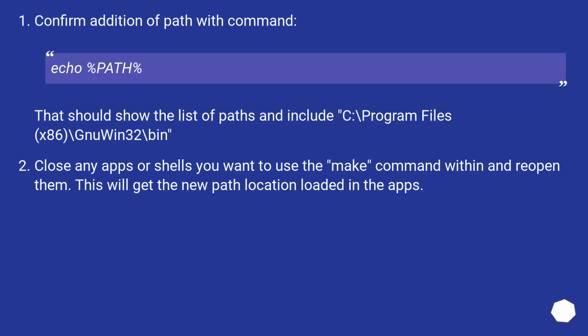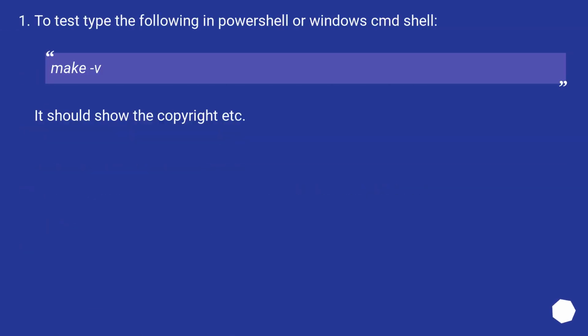Close any apps or shells you want to use the make command within and reopen them. This will get the new path location loaded in the apps. To test, type the following in PowerShell or Windows CMD shell: make -v. It should show the copyright etc.